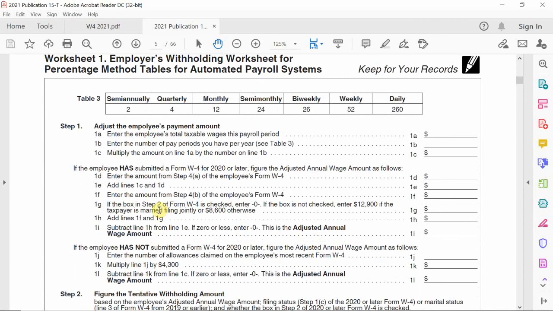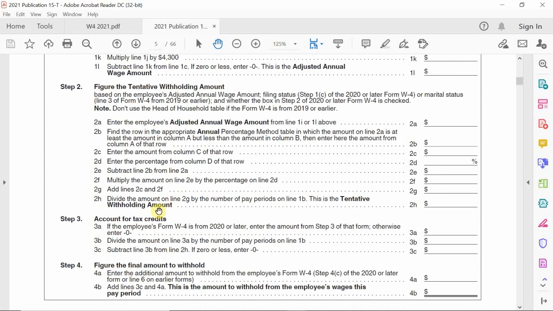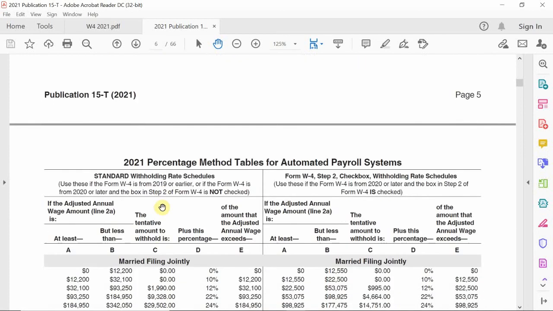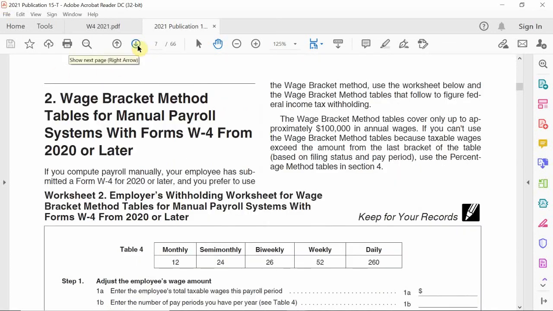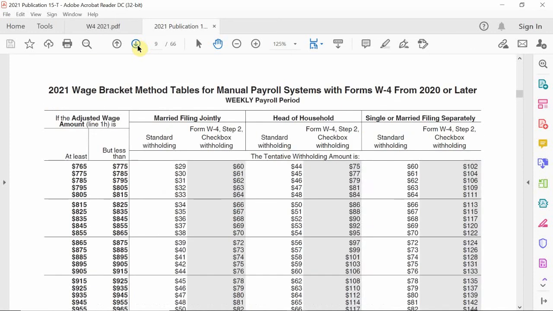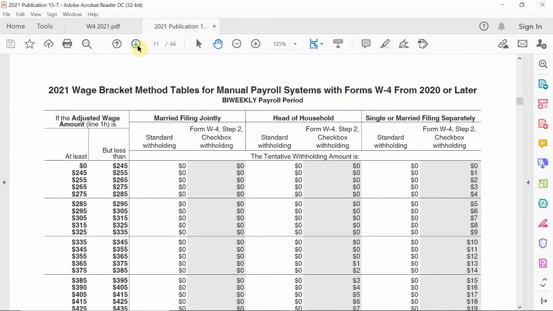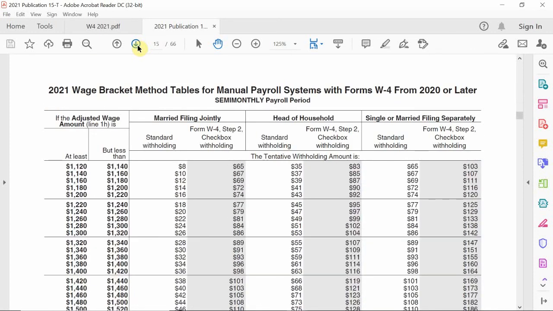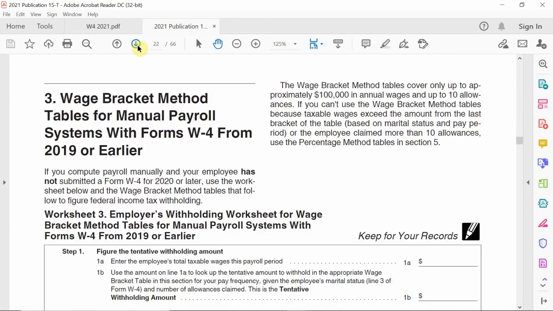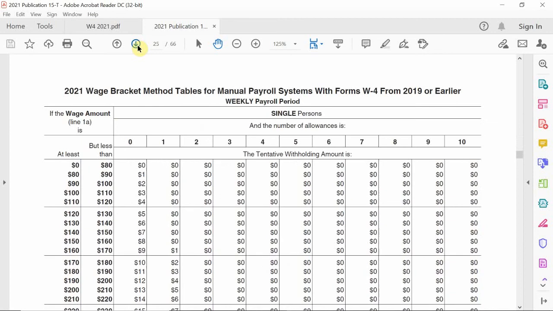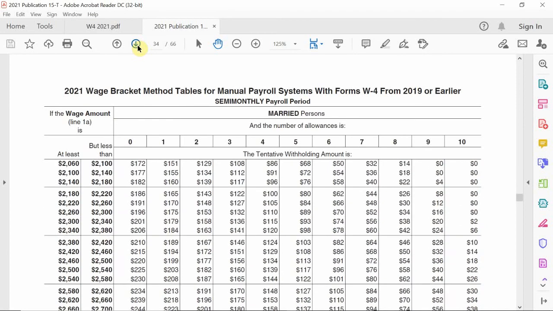Now again, reading this will make you more confused, so I have a PowerPoint set for you on how we can calculate this. And here's the table that you would use for an automated payroll service. Once again, you have the bracket method, which we're not going to learn. As you can see, the tables just keep going on and on and on. I don't need you guys to know that one. I want you guys to know the percentage method. Here is another bracket method. I'm going to skip this one forward.